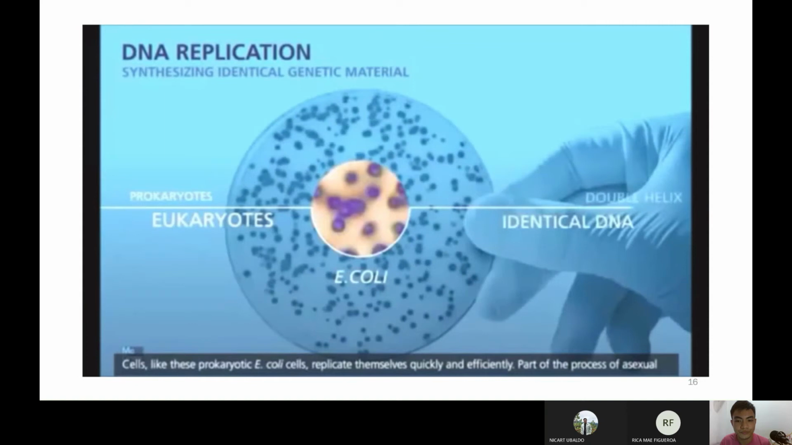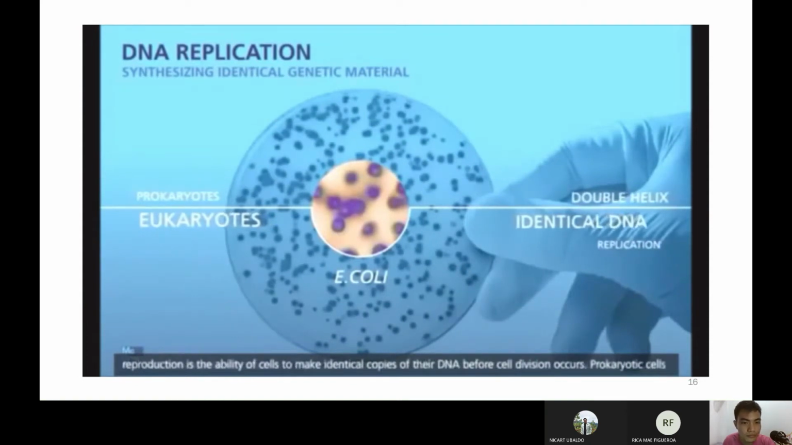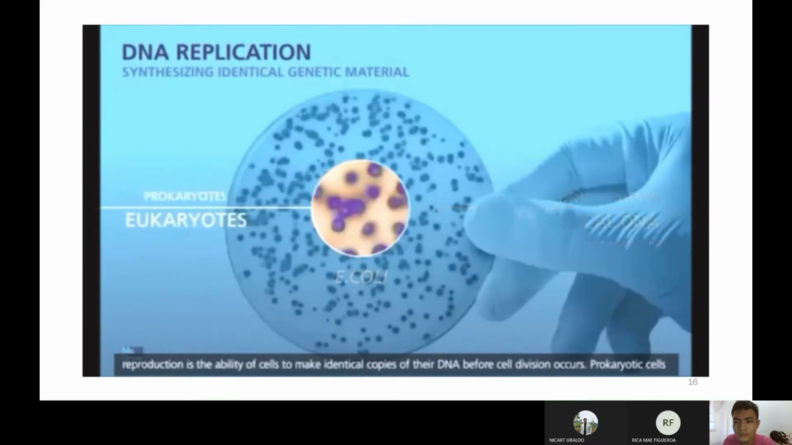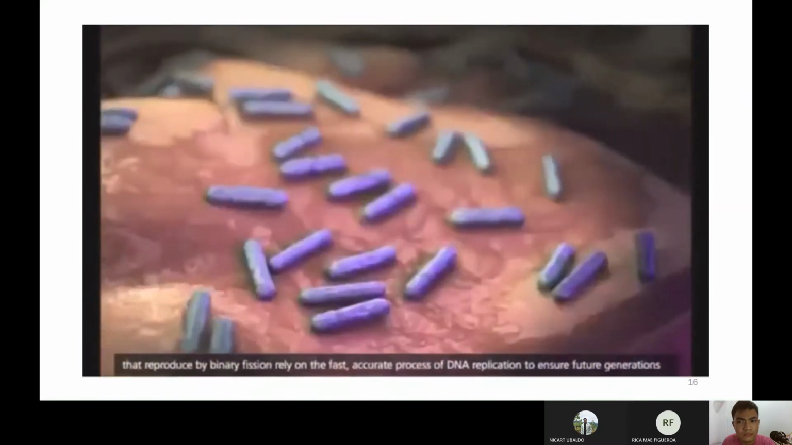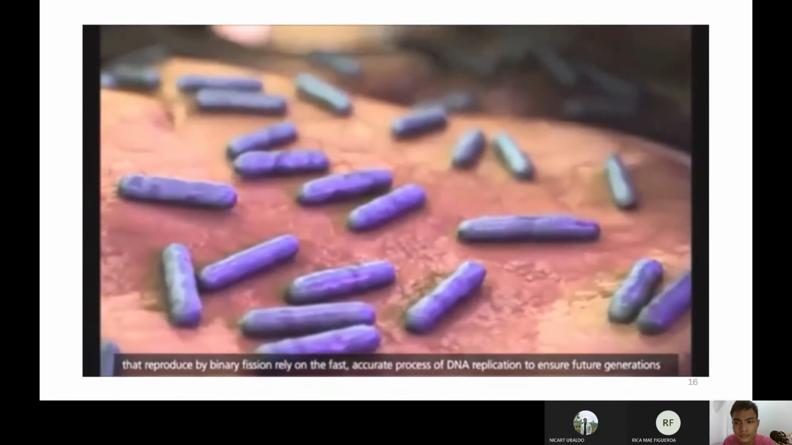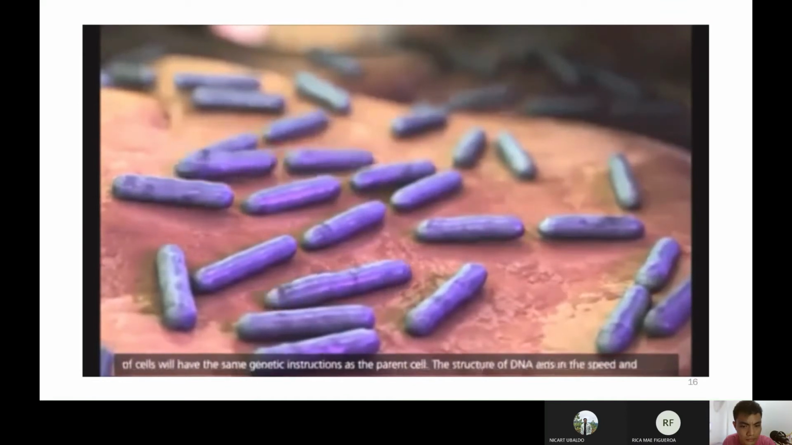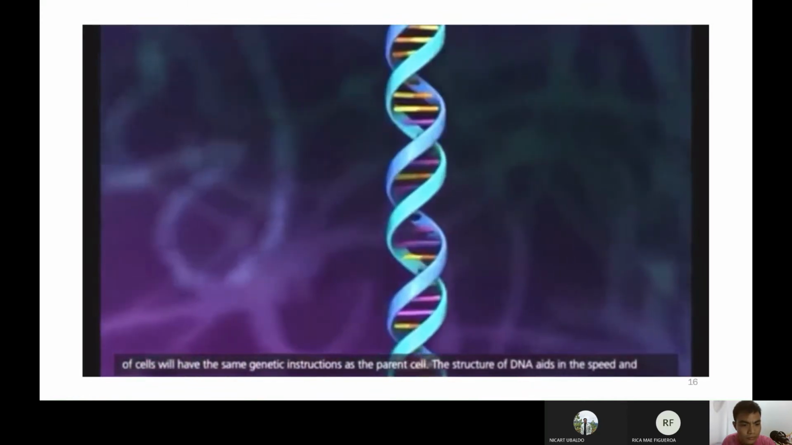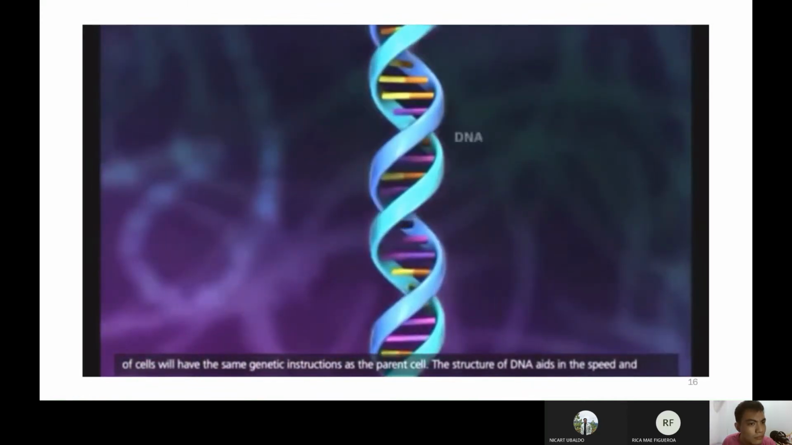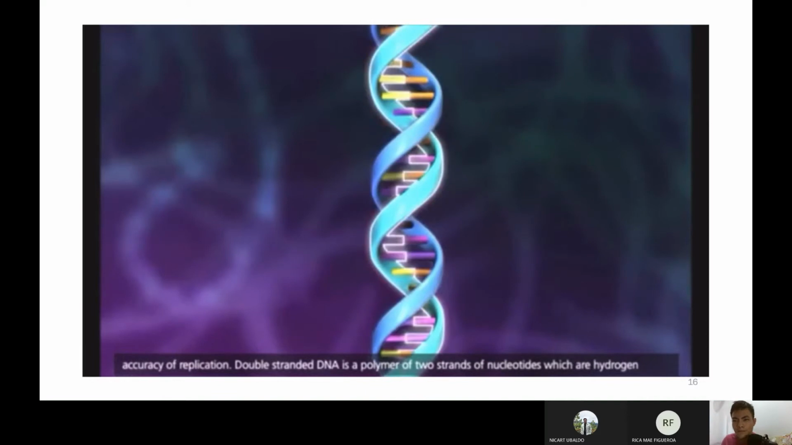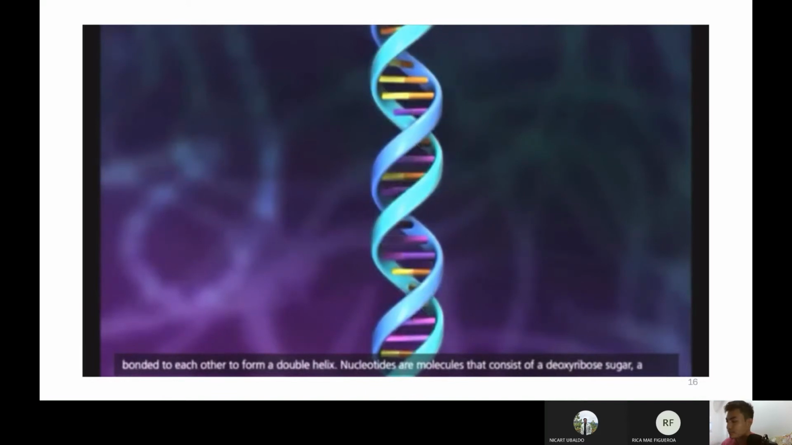E. coli cells replicate themselves quickly and efficiently. Part of the process of asexual reproduction is the ability of cells to make identical copies of their DNA before cell division occurs. Prokaryotic cells that reproduce by binary fission rely on the fast, accurate process of DNA replication to ensure future generations of cells will have the same genetic instructions as the parent cell. The structure of DNA aids in the speed and accuracy of replication. Double-stranded DNA is a polymer of two strands of nucleotides which are hydrogen bonded to each other to form a double helix.